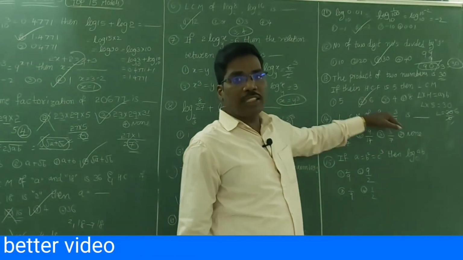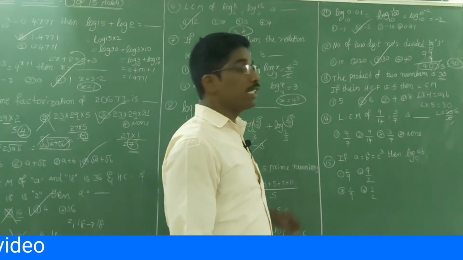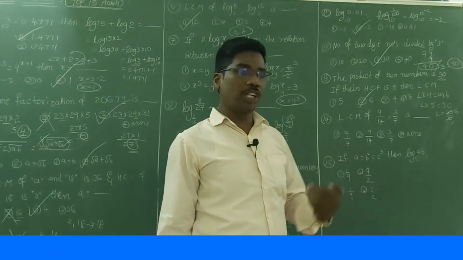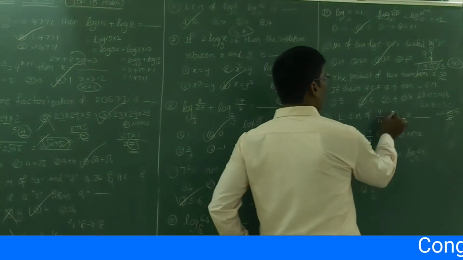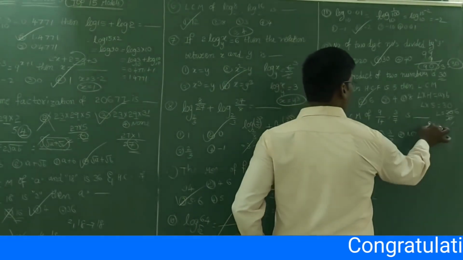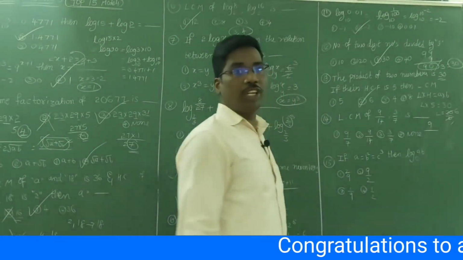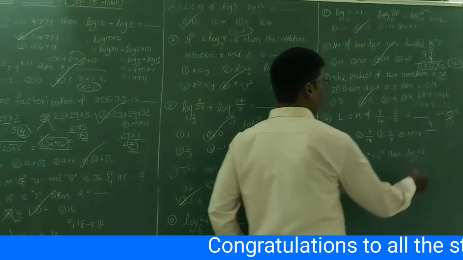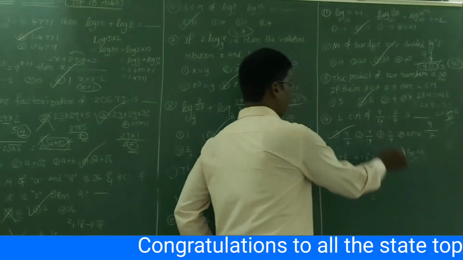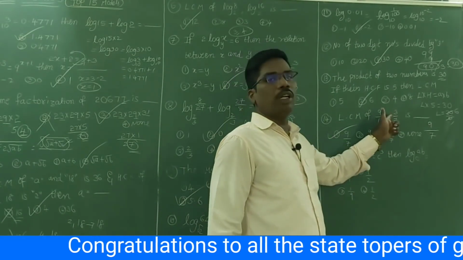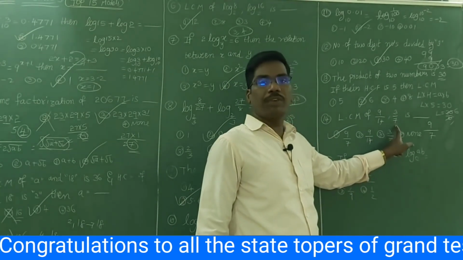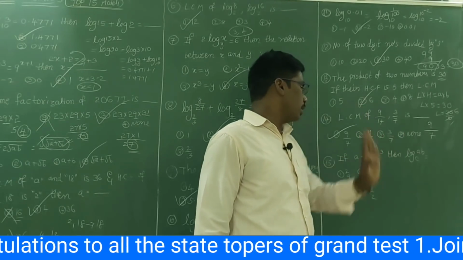Next, they are giving the LCM of two fractions. LCM of two fractions means LCM of numerators by HCF of denominators. So the LCM of numerators 9 and 3 is 9, and the HCF of denominators 14 and 7 is 7. So 9 by 7 is the answer.